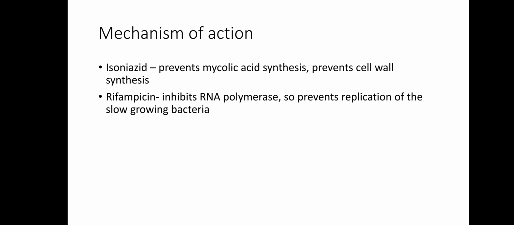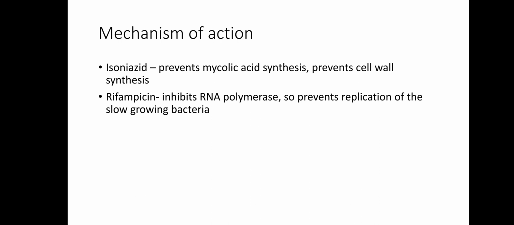So I'll talk about the mechanism of action of the two main drugs, isoniazid and rifampicin. So isoniazid prevents mycolic acid synthesis, which forms the cell wall. Mycolic acid is used to form the cell wall of the bacteria. So without the cell wall, it's exposed and it dies.